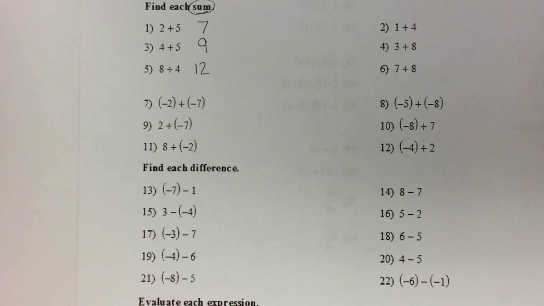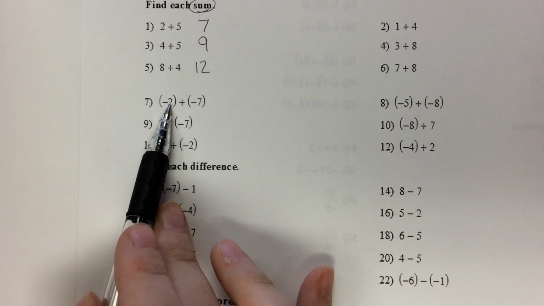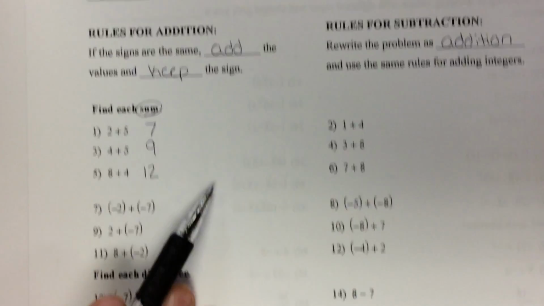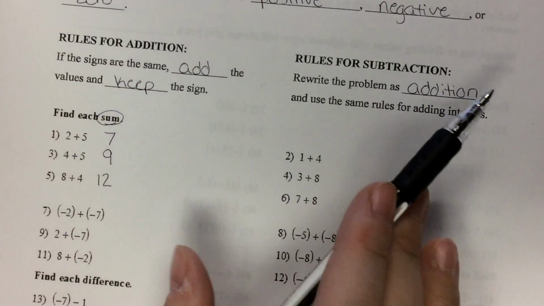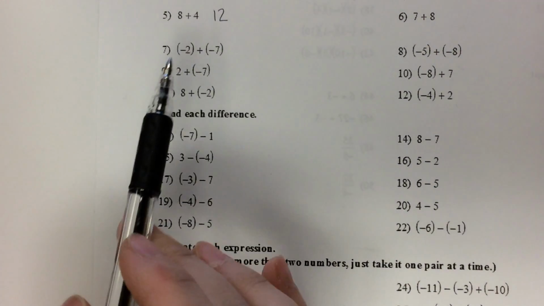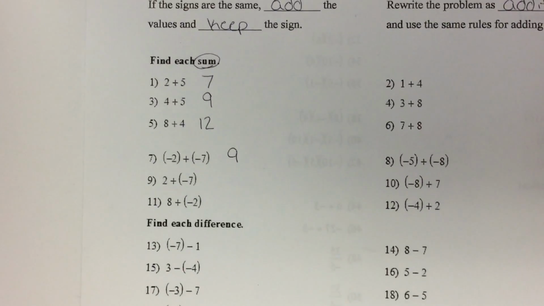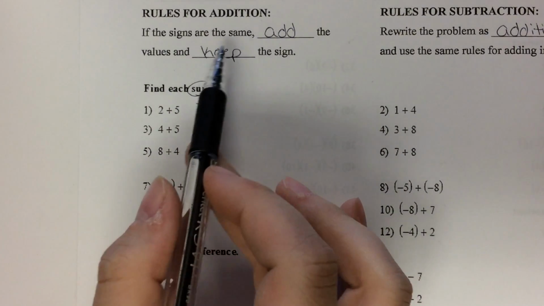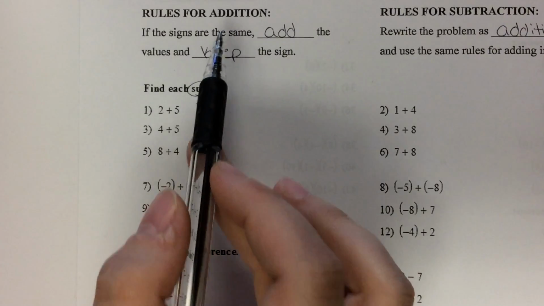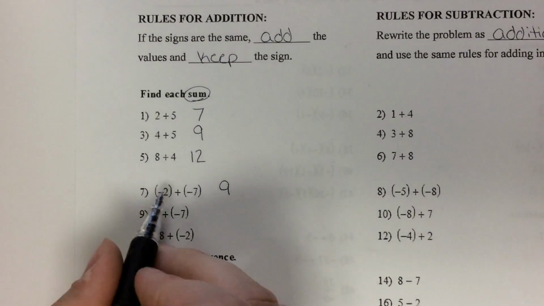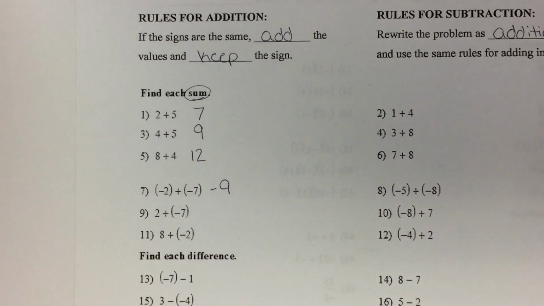Now we're going to deal with some negatives. Here we have negative 2 plus negative 7. This is written as addition, so I'm going to follow my rule for addition. If it were written as subtraction, I would change it first, but I don't need to do that this time. So, same signs, we're going to add them. 2 and 7 is 9. And then it says, keep the sign. Okay, so if the signs are the same, and they are, keep the sign that they share, the sign they have in common, which is negative. So your answer is going to be negative 9.